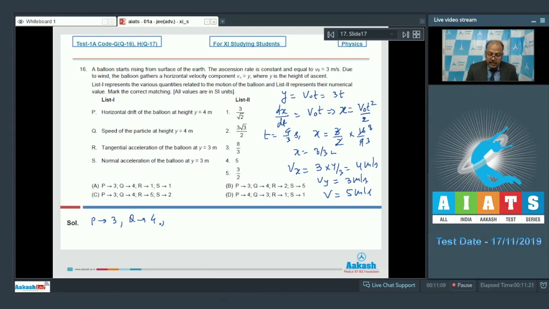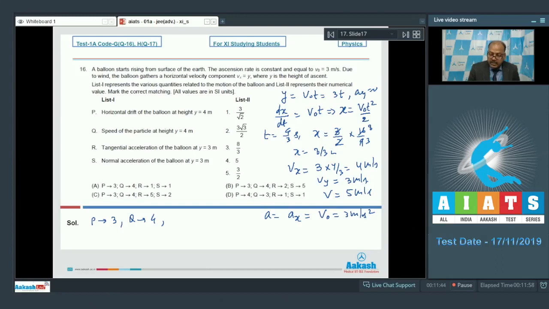Let's look at R now. Tangential acceleration of the balloon at y equal to 3 meter. Let's get the expression for acceleration. Ay we know is 0 because Vy is constant, it's 3 meter per second. So A will be the same as Ax, and Ax is numerically equal to V0 or 3 meter per second square.